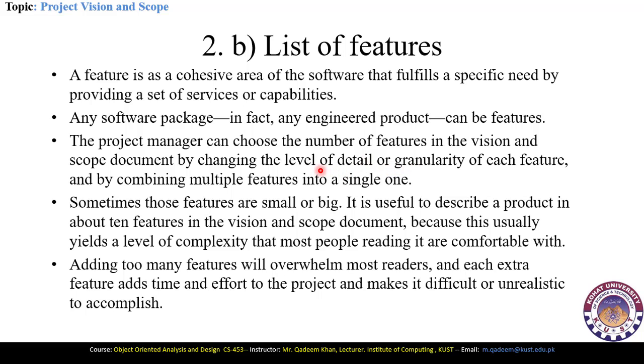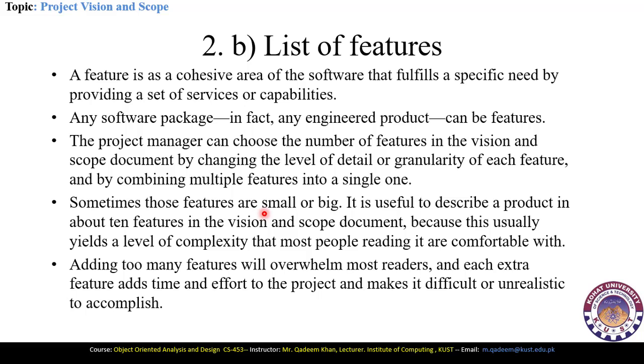For example, printing is one of the functionalities, but printing contains different other features as well. For example, page layout is one of the features, page setup is another feature. Similarly, printing is another feature which comes in fact in the printing. So one feature contains multiple sub features. So here we can also combine multiple features into a single one.